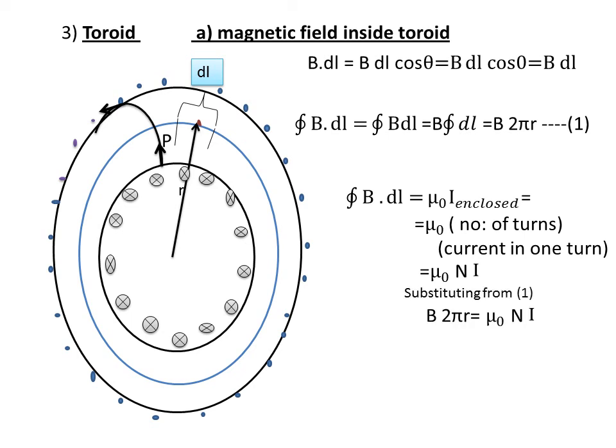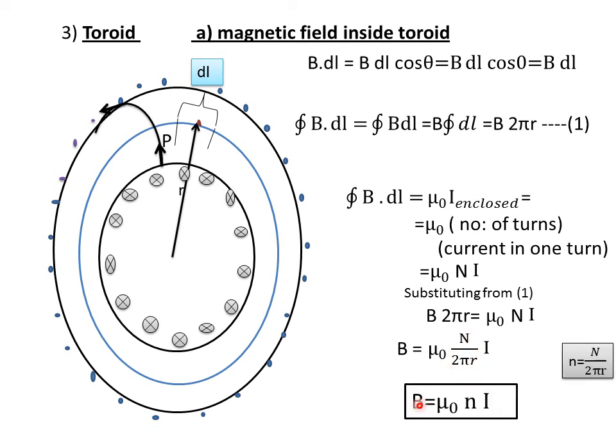Now, from 1 and 2 we can write B into 2 pi r is equal to mu 0 N I. We can take this 2 pi r downwards. B equals mu 0 into N by 2 pi r into I. Instead of N by 2 pi r we can write small n. So B equals mu 0 n I. This is the same equation as we got in the case of the solenoid, but here small n is equal to the total number of turns capital N by 2 pi r.